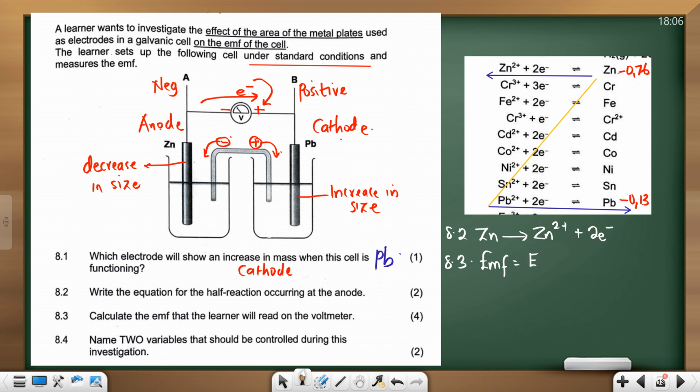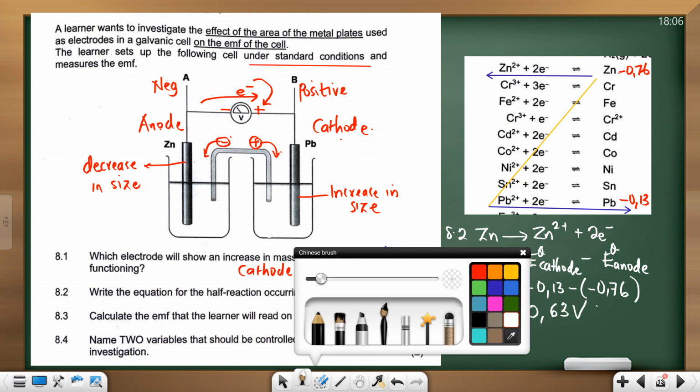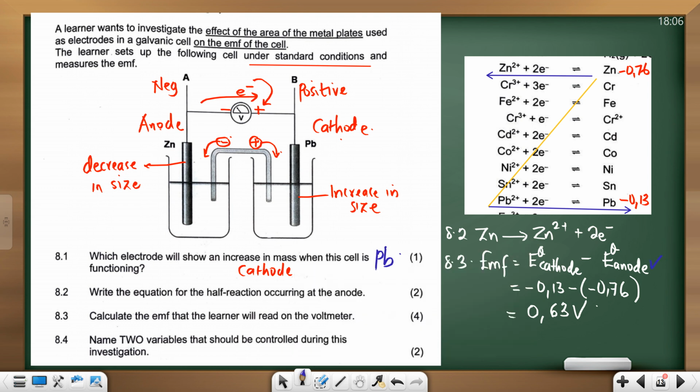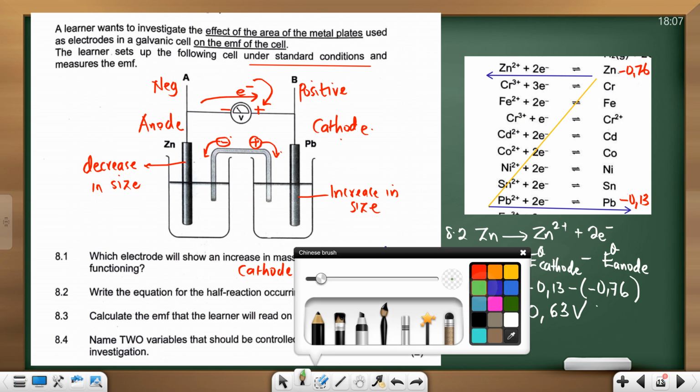EMF equals to what? E. Please don't write cat. You'd get it wrong. It's not cat. All right, which one is the cathode? Negative 0.13 minus negative 0.76. What is your answer? 0.63 volts. No volts, you lose the mark. Careless mark. That would be a very careless mark to lose.